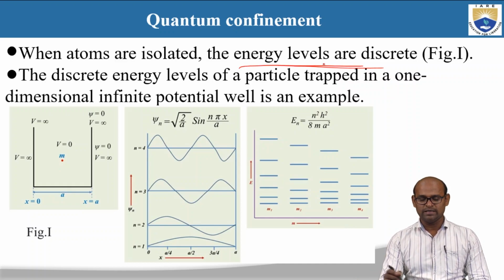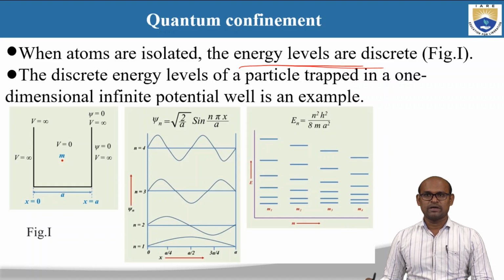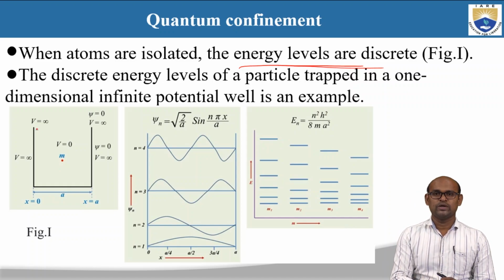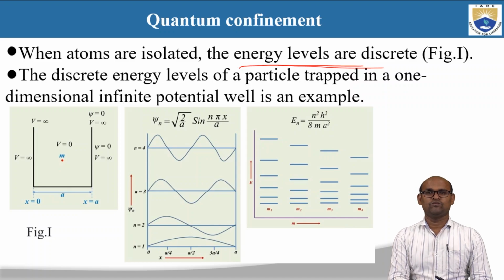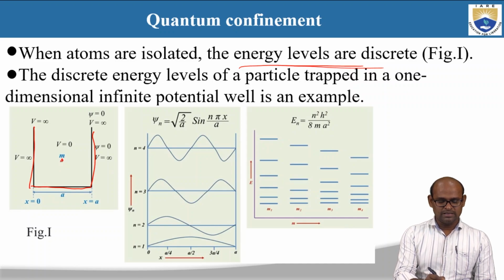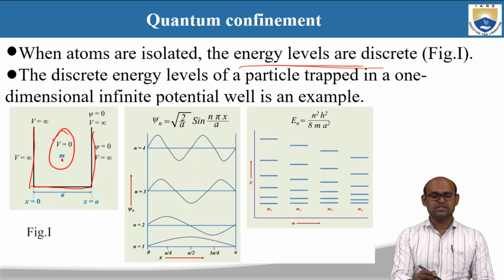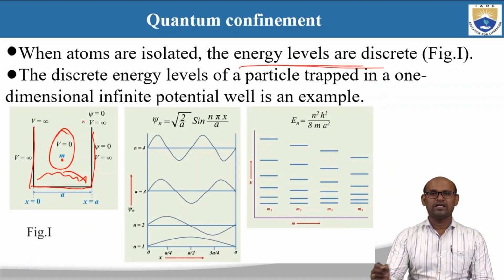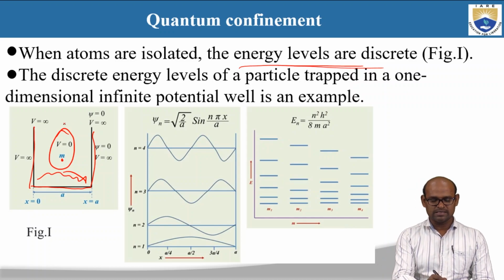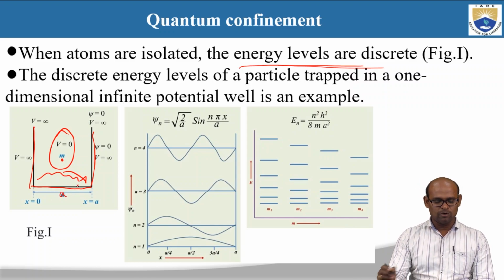To understand why the energy levels are discrete when atoms are isolated, we recall the particle in a one-dimensional box in quantum mechanics. In quantum mechanics, we study the particle trapped in an infinite potential well, right? So this is the infinite potential well, and this is the particle trapped in it. The potential is 0 inside the well, which means the particle can move freely inside the well. But the potential is infinite at the boundaries, which means the particle cannot escape. It is trapped. Okay. And the length of this one-dimensional box is a.